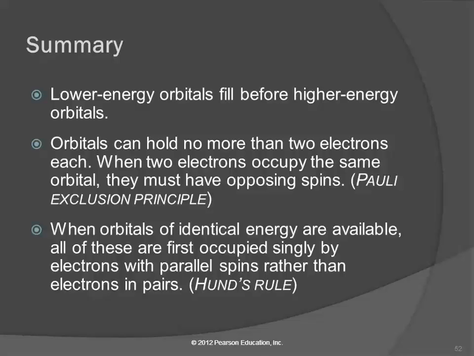Orbitals can hold no more than 2 electrons each. A bed really should hold no more than 2 people, right? So orbitals are like the beds in the hotels. No more than 2 electrons. And when 2 electrons occupy the same orbital, they must have opposing spins. Okay, that's called the Pauli exclusion principle.